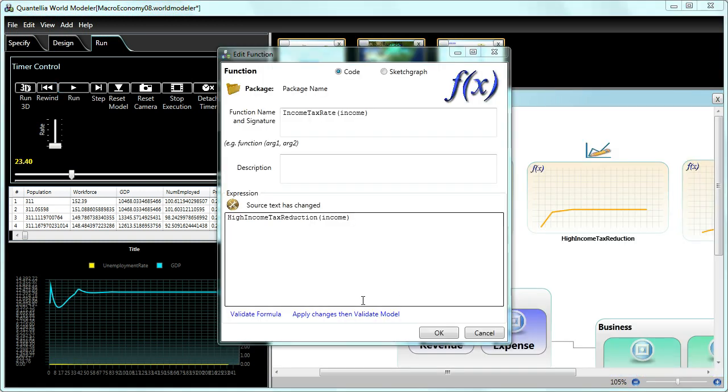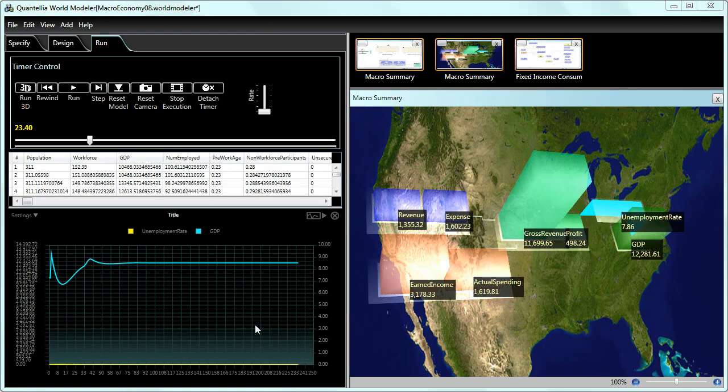So what happens if I change to this high income tax reduction policy, where we're reducing the taxes that wealthy earners have to pay? So here, please continue to watch this graph at the left as I run the simulation.